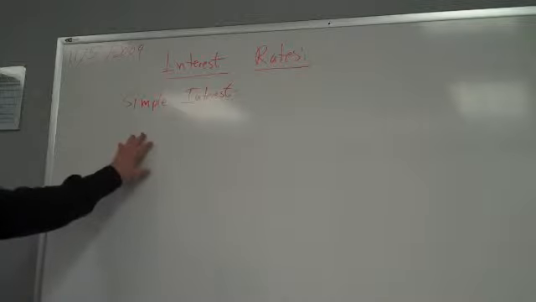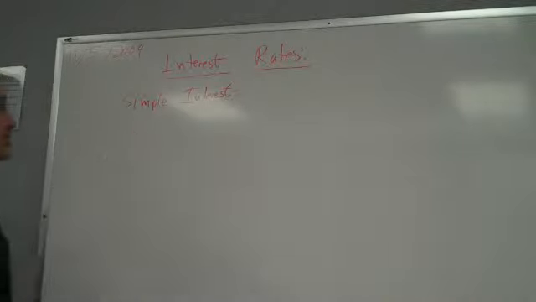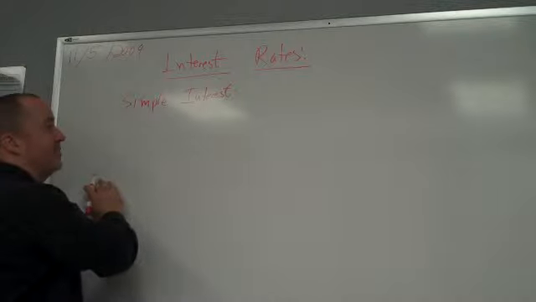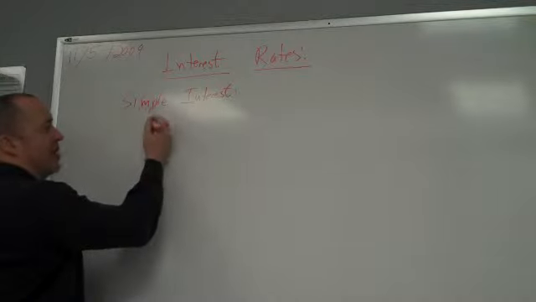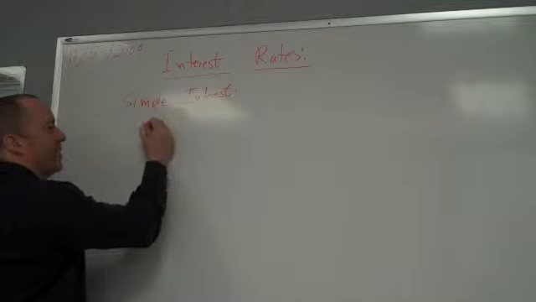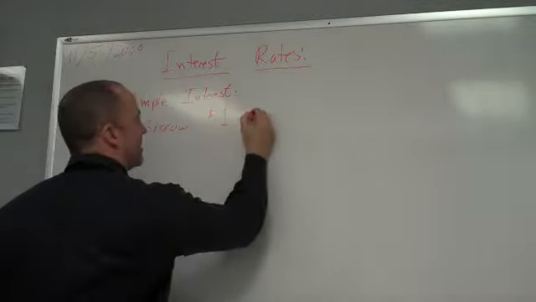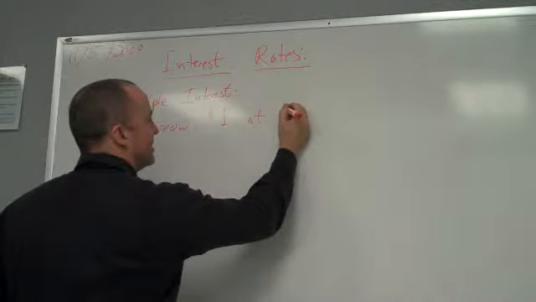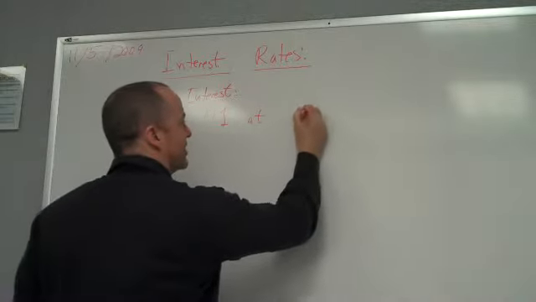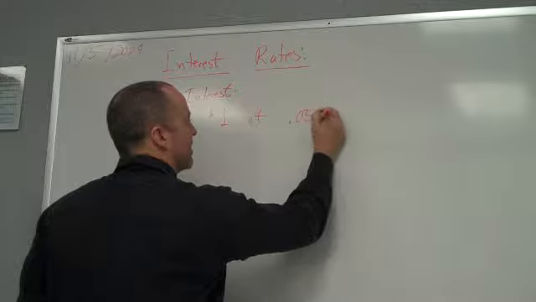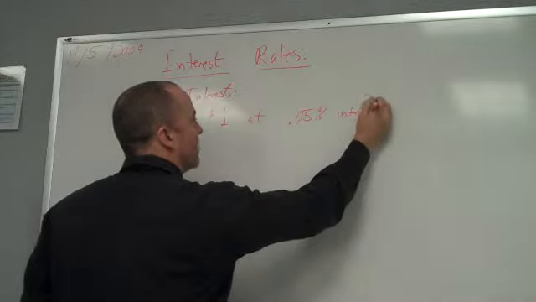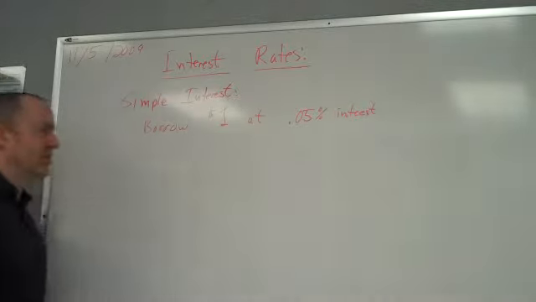Simple interest is my usual example I like to start with. You borrow $1. This will never happen in real life, but you borrow $1 at, actually, you know what, I'm just going to say 5% interest. $1 at 5% simple interest. What does simple interest mean?